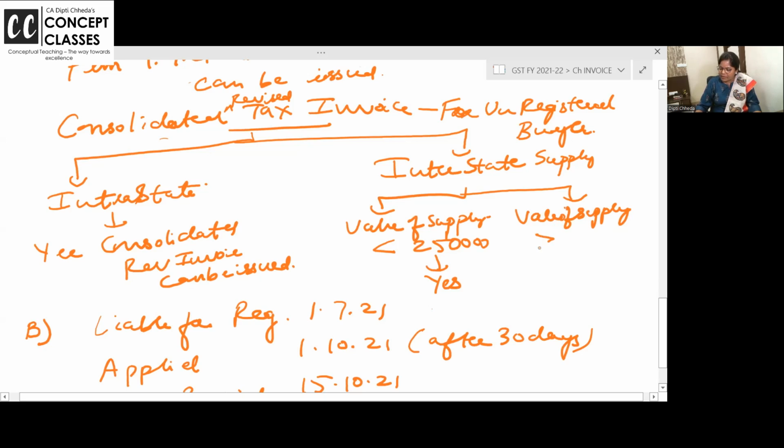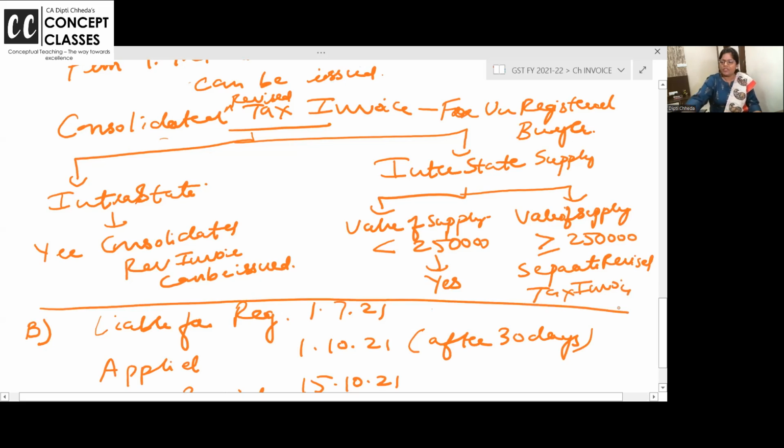Value of supply greater than or equal to 2,50,000, separate revised tax invoice. Write it, understand it, consolidated revised tax invoice. If you have any doubt, ask. One second dear students, you read.